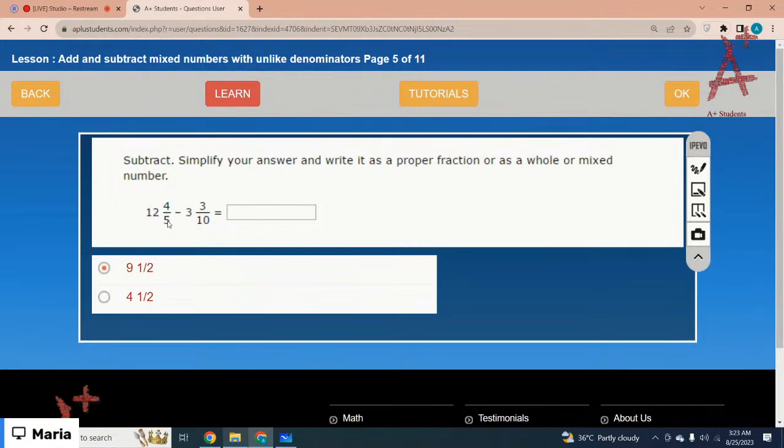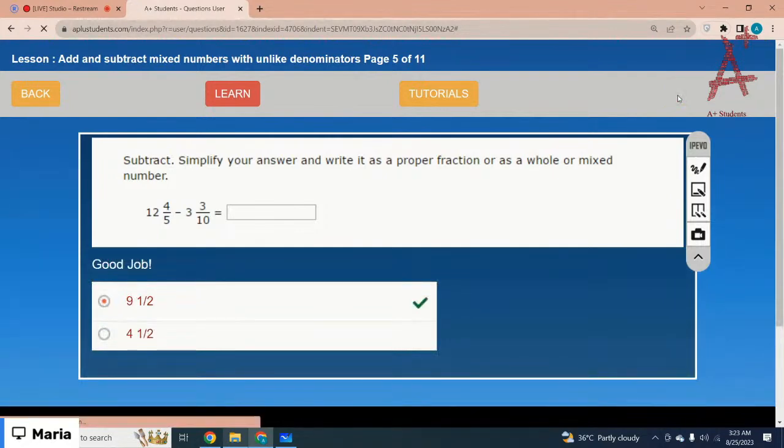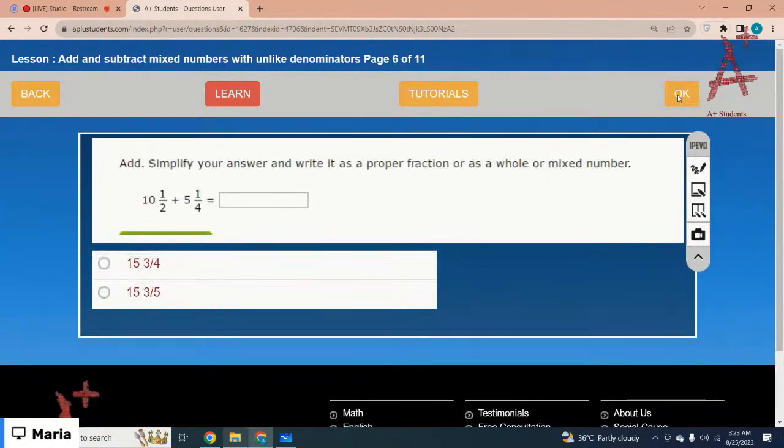Then you have to multiply this fraction by 2. So it would be 8 over 10. And 8 minus 3 is 5 over 10. When you divide by 5, it would be 9 whole 1 over 2. The correct option is 9 whole 1 over 2. Okay, which is the correct option?